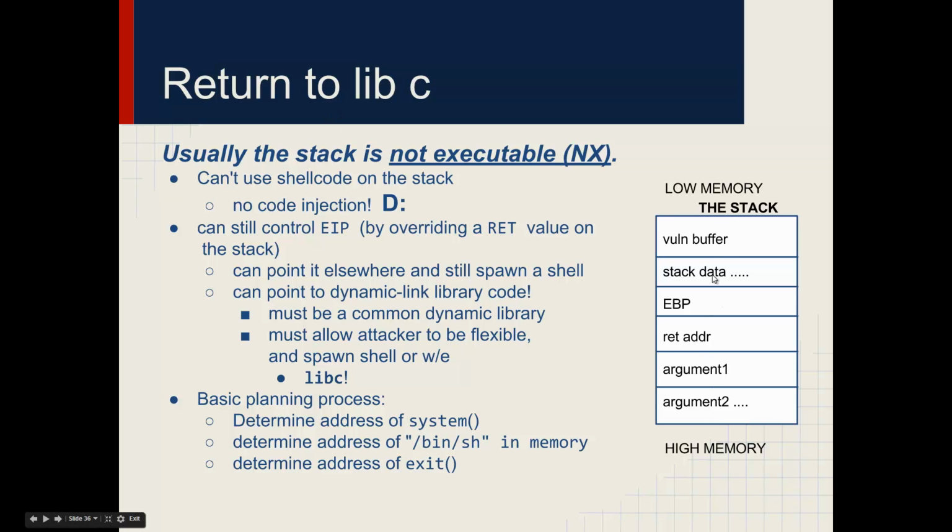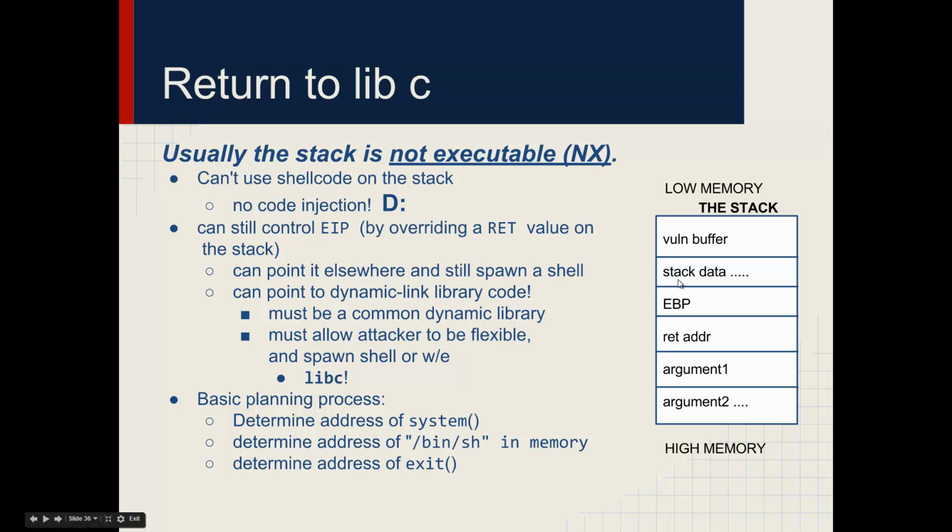Take this stack diagram. The stack obviously is going to grow towards lower memory, so it's growing up towards the top of the slide. And usually nowadays the stack is going to be memory protected. It's going to be set to not executable, so you can't really use shellcode. You can't inject malicious code, but you can still do buffer overflows and still control EIP. Maybe there's a stack cookie, but you can still brute force it eventually and still control EIP. So at that point, what can an attacker do?